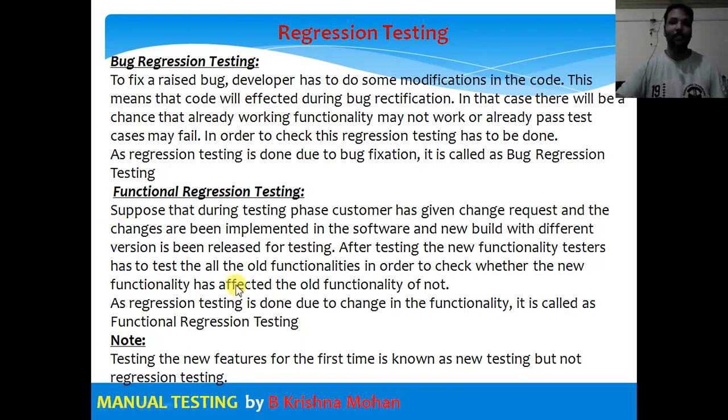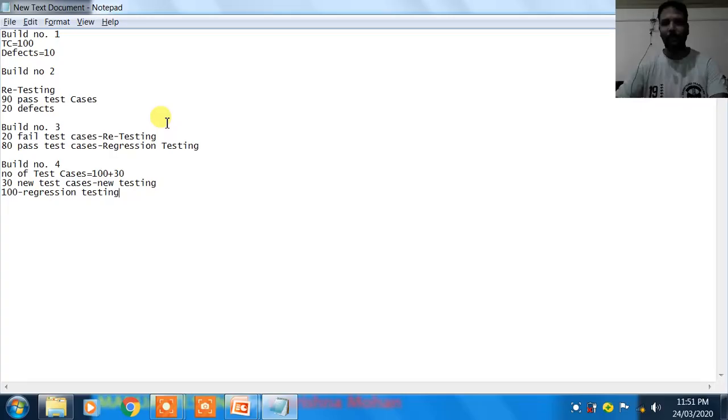Then what is functional regression testing? Suppose that during the testing phase, the customer has given a change request. Through the change request, the changes are implemented in the software, and a new build with a different version is released. Here the version is not the project version but actually the internal version of the project, before the release. There will be two versions maintained. In version controlling, you will be learning all those things. I will also explain a small bit about versions.